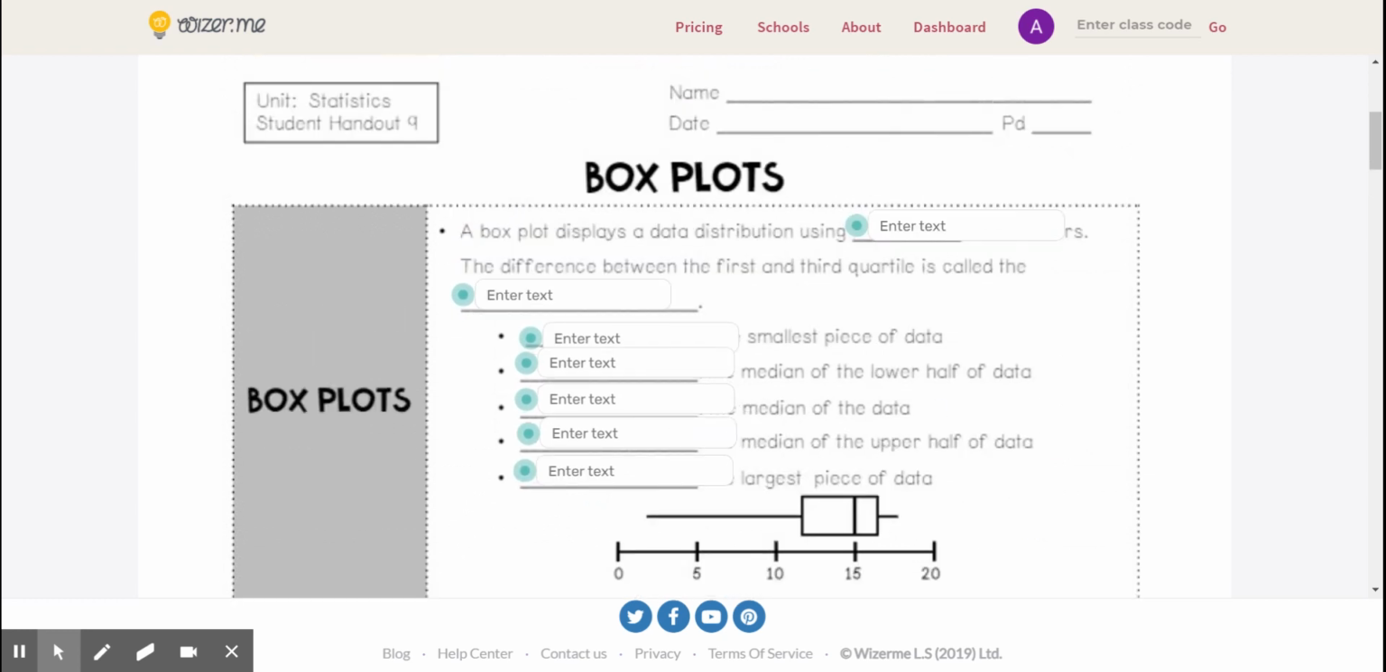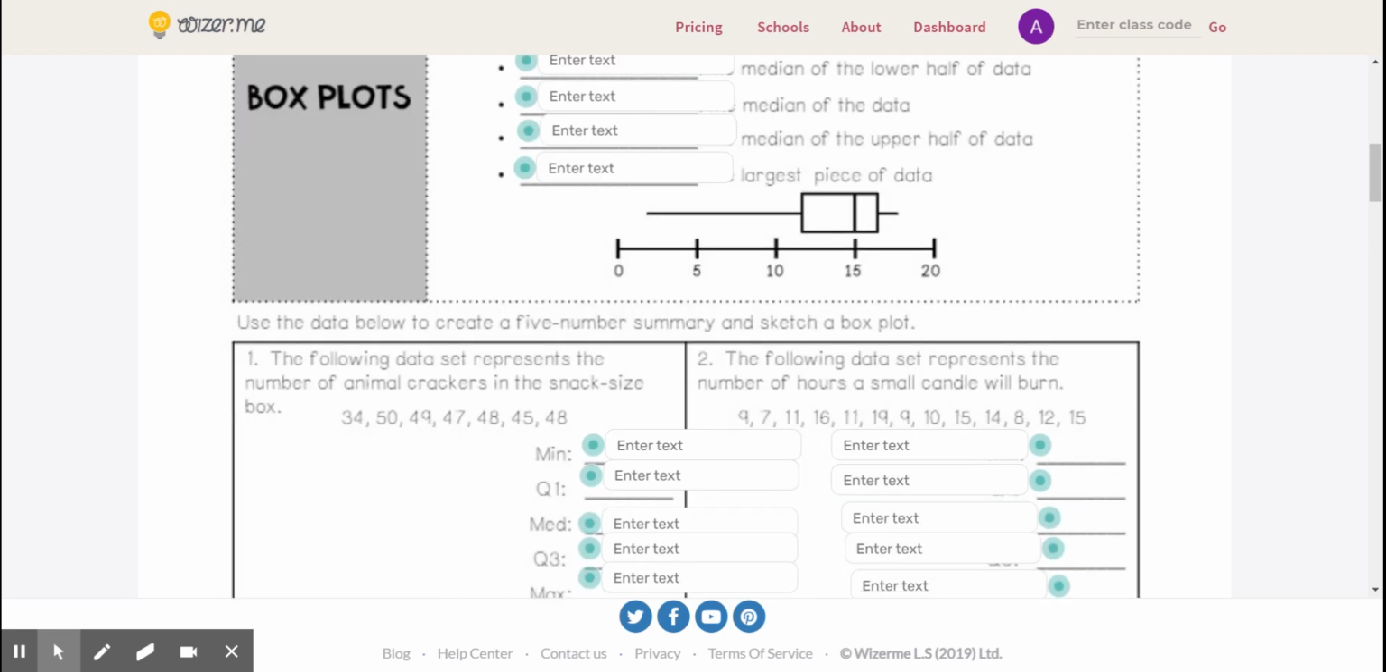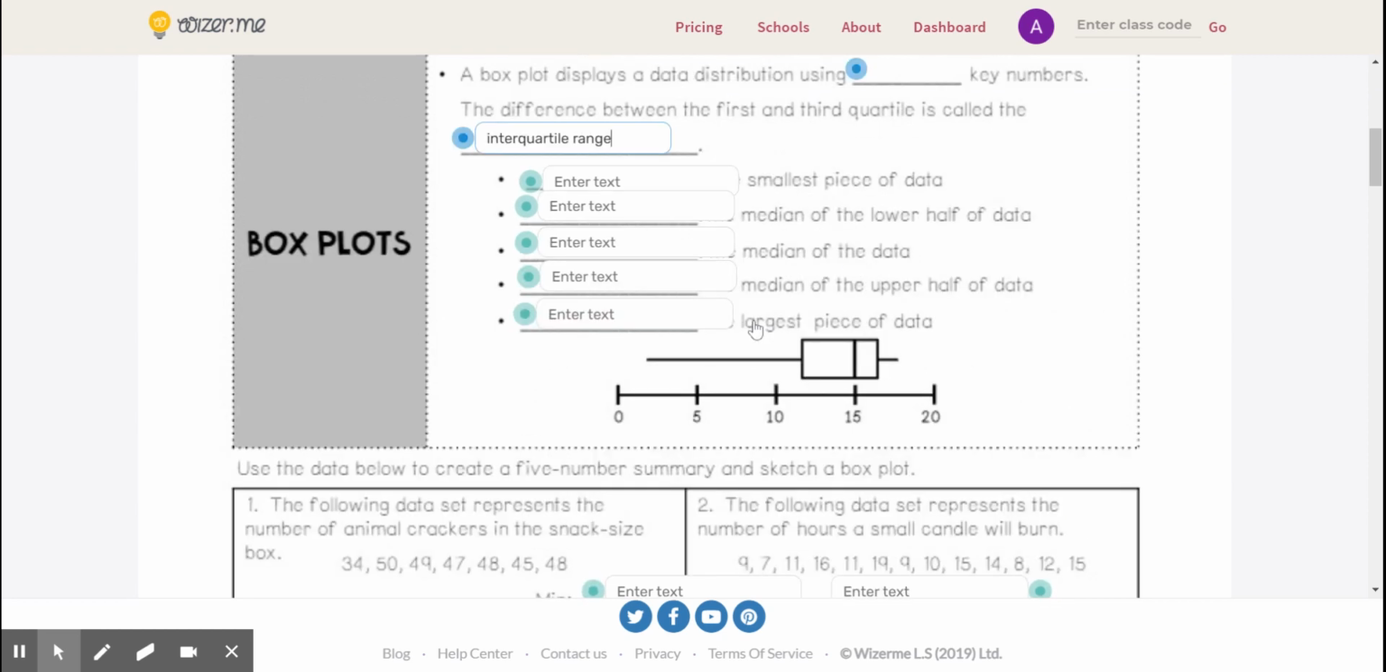So the first thing is a box plot displays a data distribution using 5 key numbers. And that's something that you should have learned from the video yesterday. Okay, the difference between the first and third quartile is called the interquartile range. And all that interquartile range is the distance between the start of Q1 and the end of Q3. So everything inside the box is called the interquartile range.